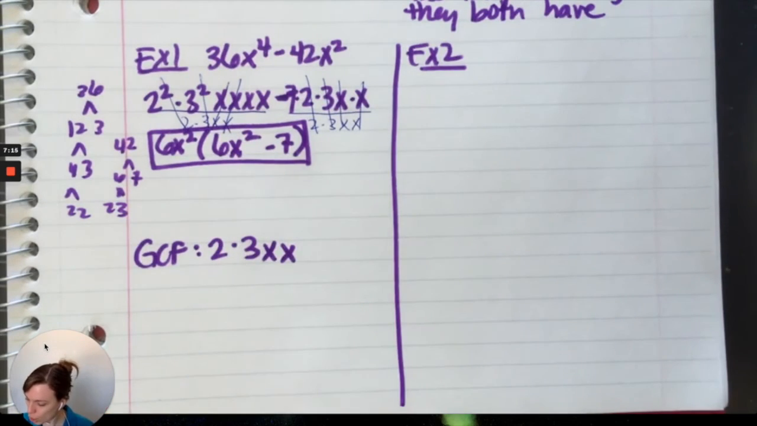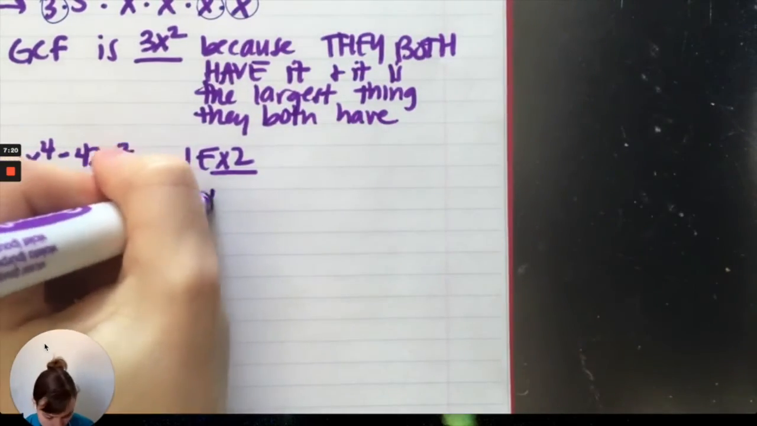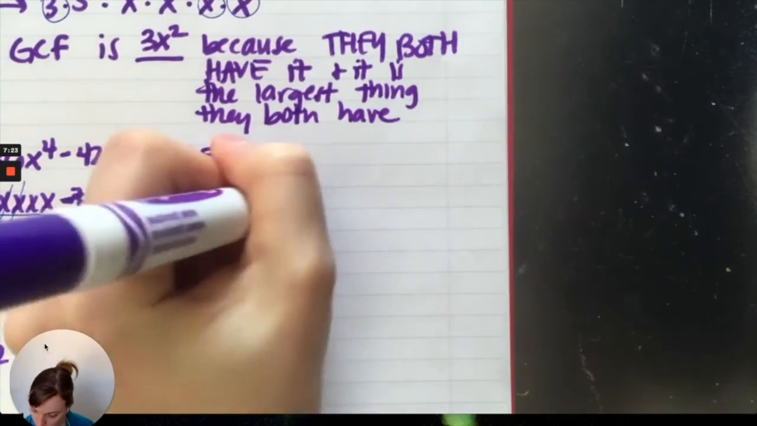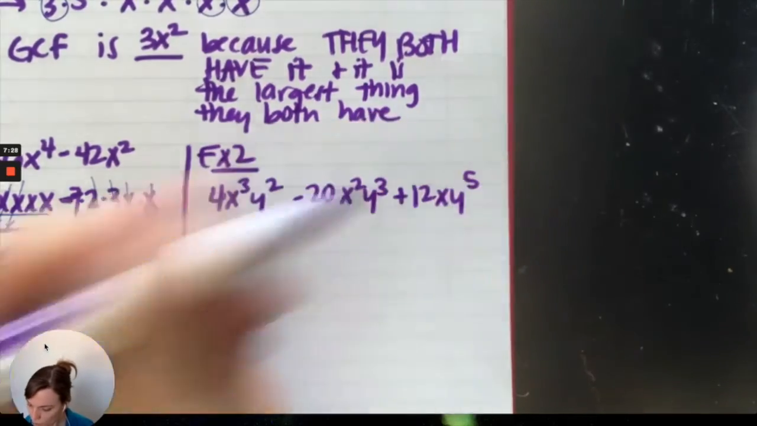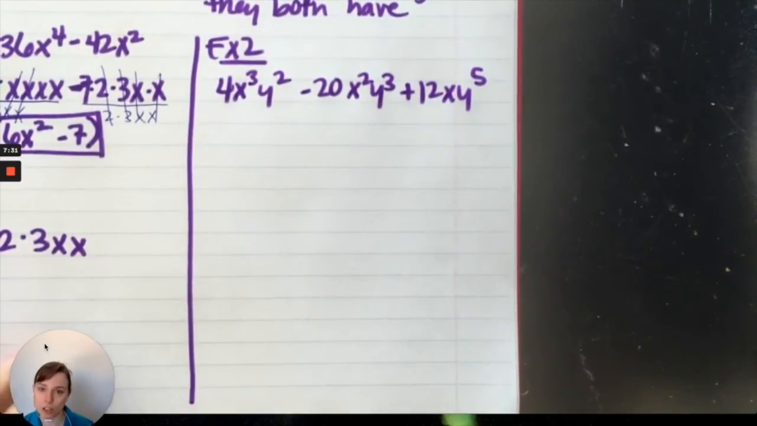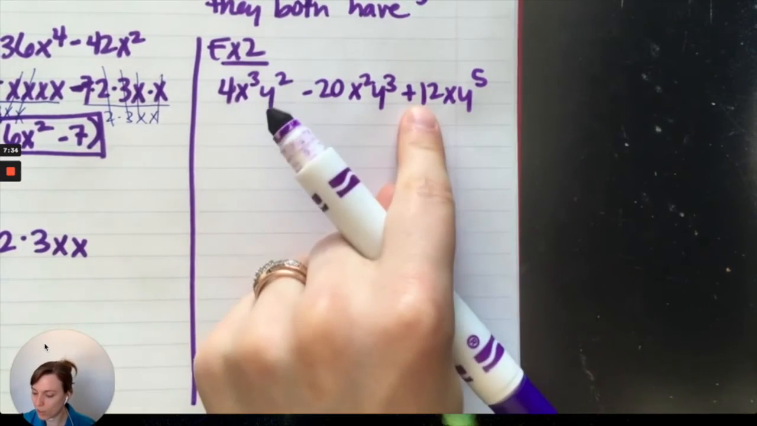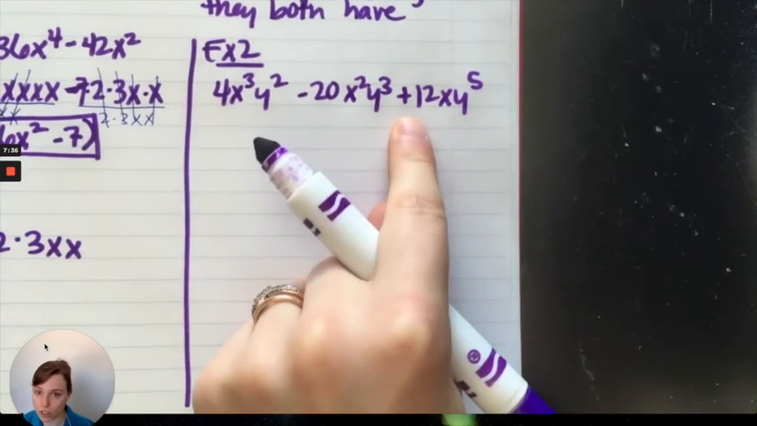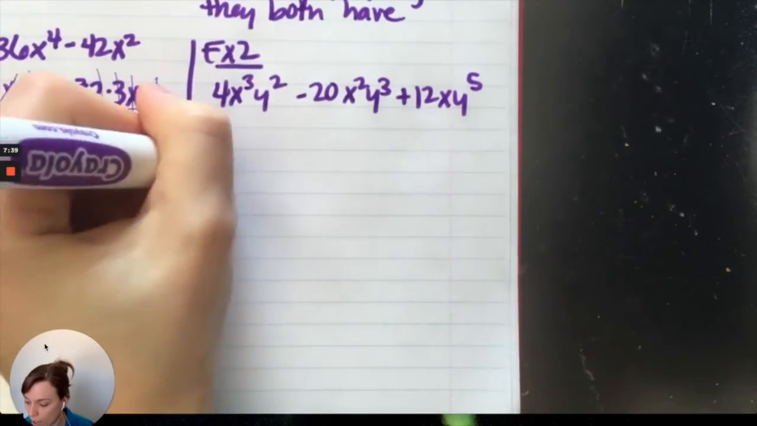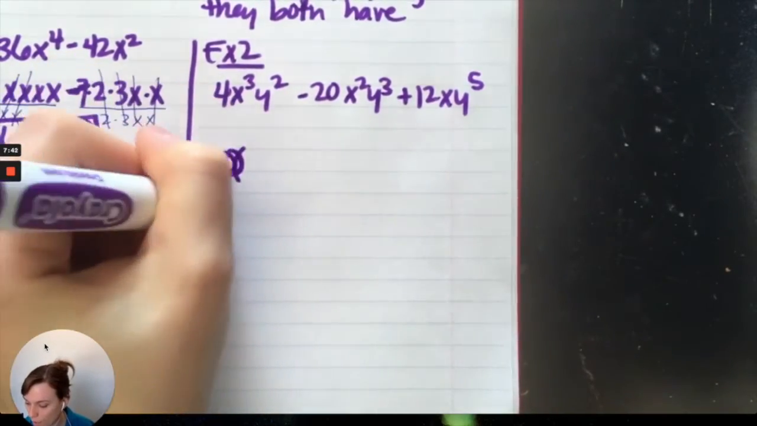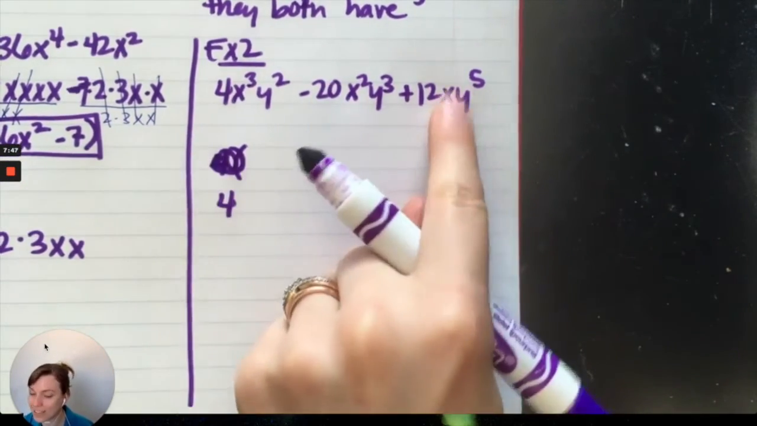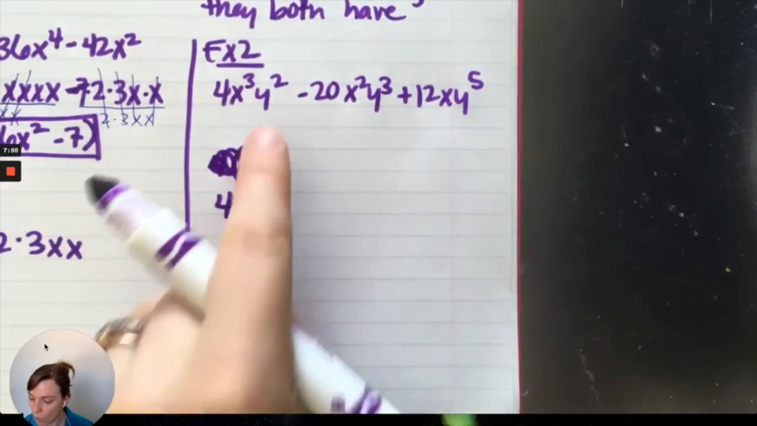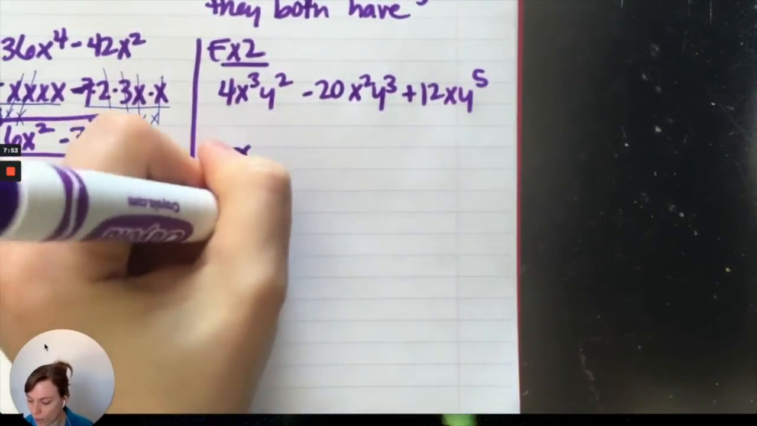All right, example 2. These keep rolling out of my way. Example 2 is a little longer, so 4x cubed y squared minus 20x squared y cubed plus 12xy to the 5th. So I want you to pause, try this on your own. All right, so 4, 20, and 12, I know they're even, so 2 goes into them, but 4 actually goes into them as well. So I'm going to have a common factor of a 4. How many x's do they have in common? Well, this is 3, 2, and 1, so they all have 1 because that's the minimum that is there. Y's are 2, 3, and 5, so y squared will be that.